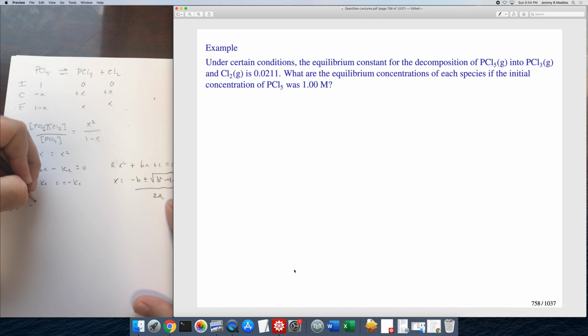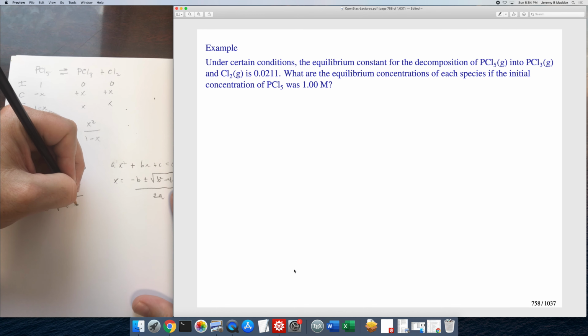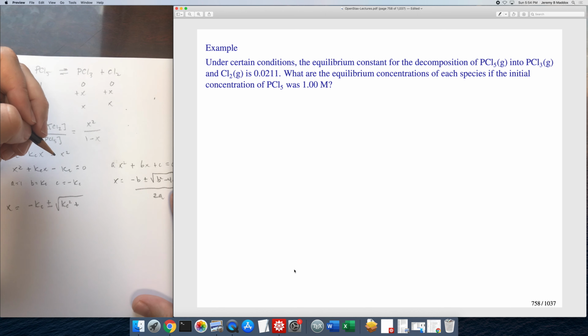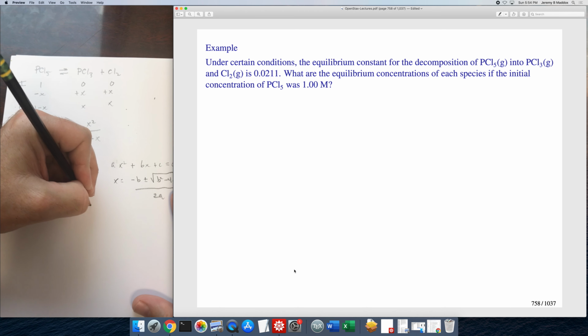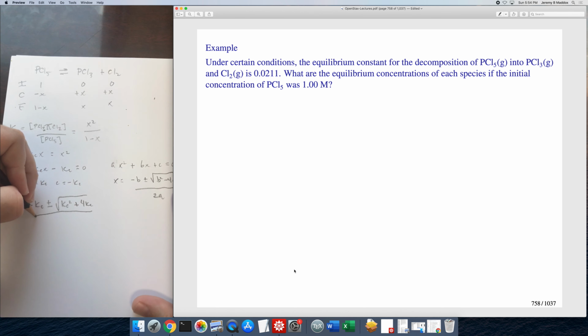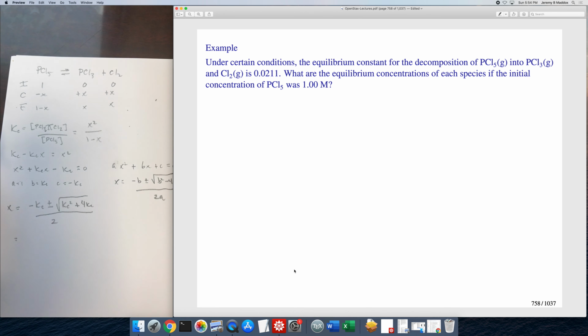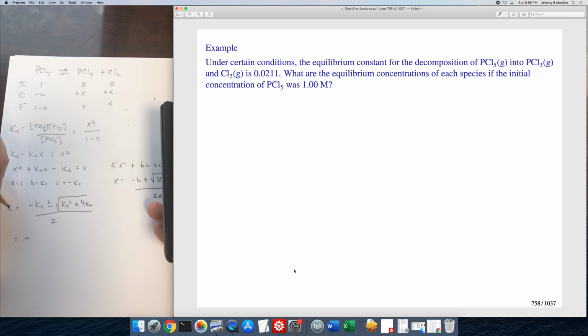So we need to make these substitutions in here to get x. So we have minus Kc plus or minus the square root of Kc squared, and then we're going to have minus 4 times 1 times minus Kc. So it's going to be Kc squared plus 4Kc, all of that divided by 2. So I'm going to go ahead and plug in the numbers just so you can see what they are. The Kc value is 0.021.